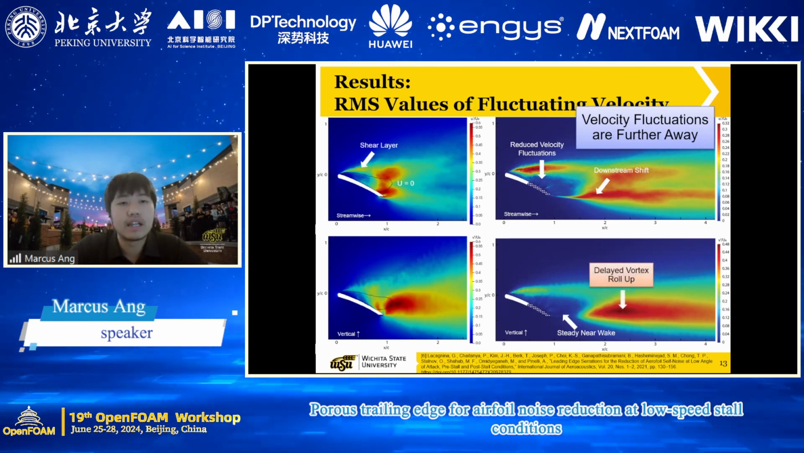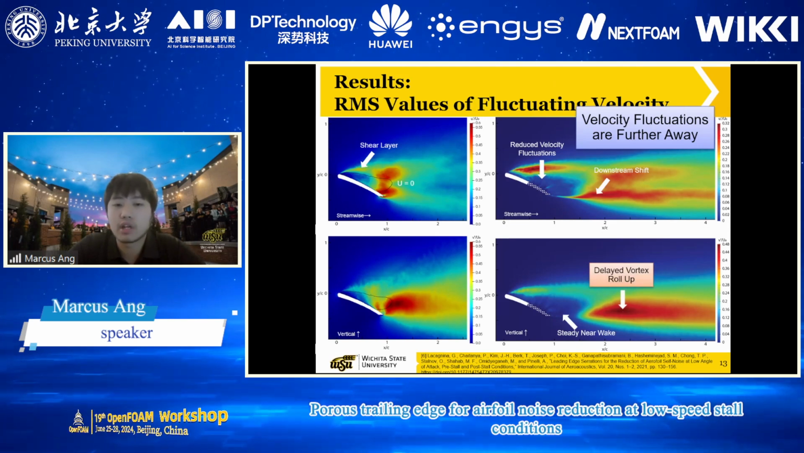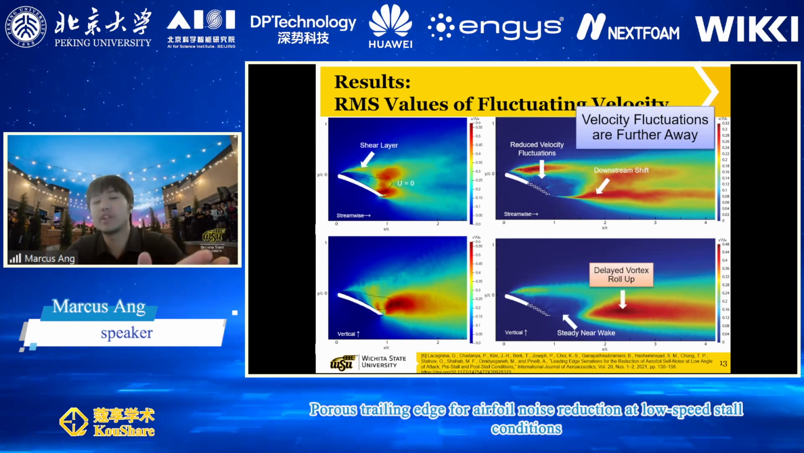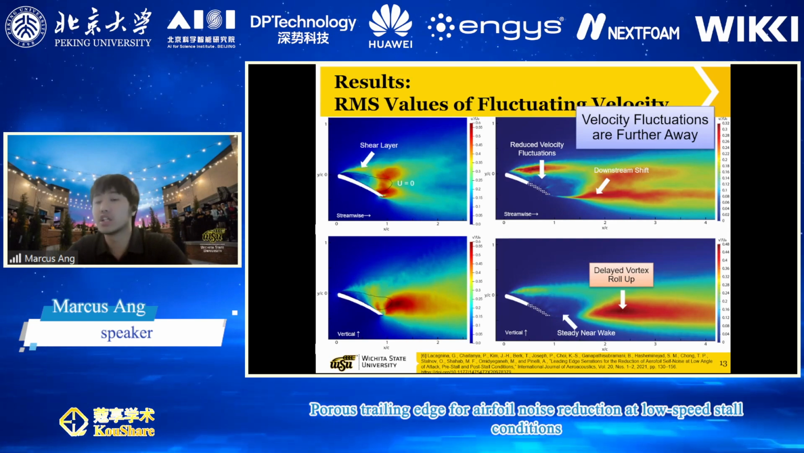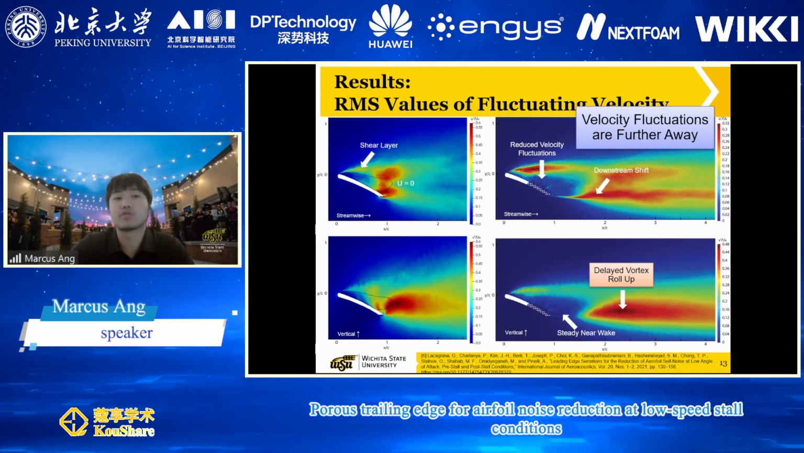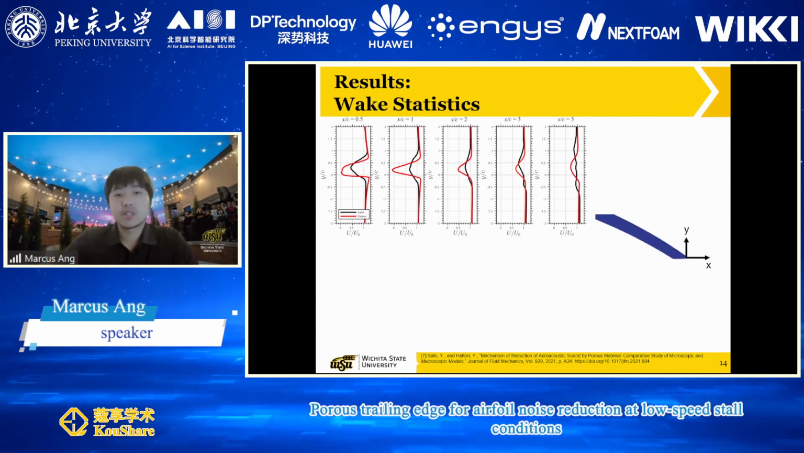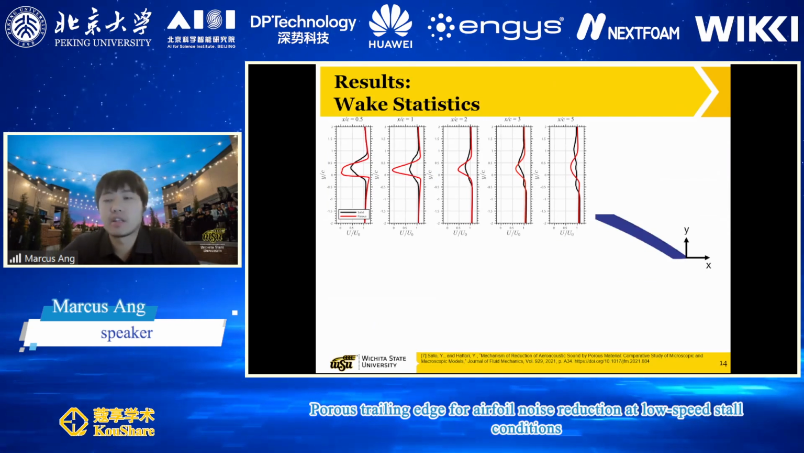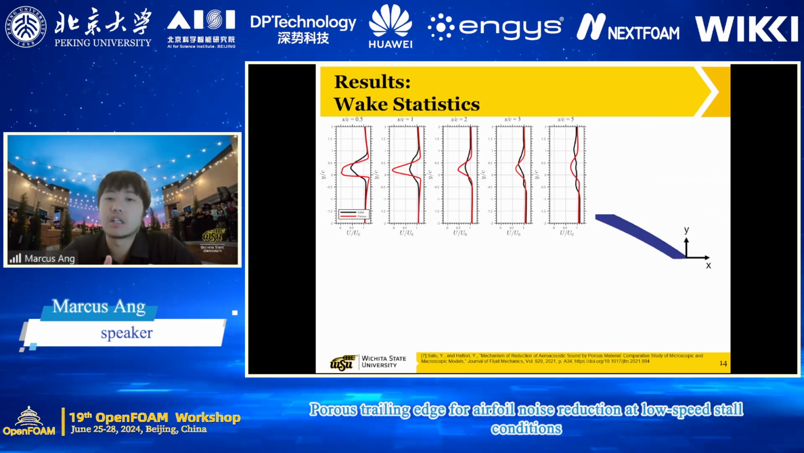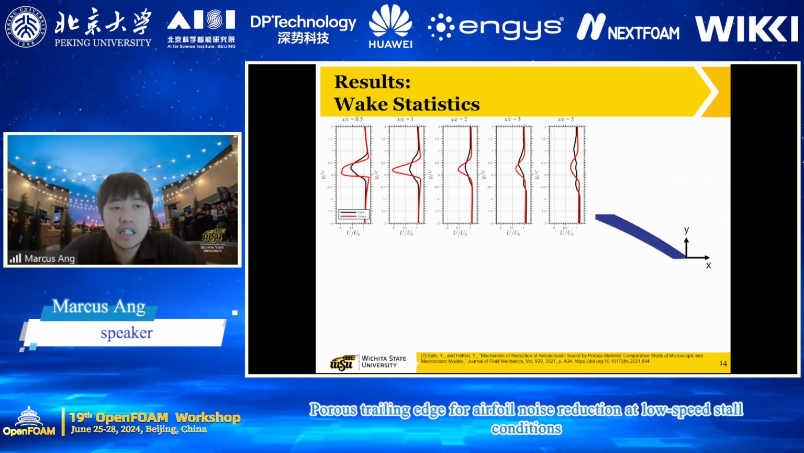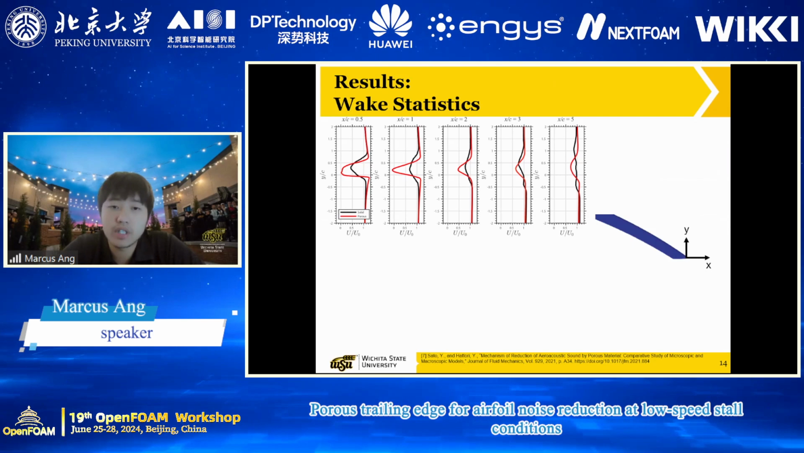We get that delayed vortex roll-up. It's a bit more clear when we look at the wake statistics, but DNS have shown that the shifting of the vortex does play a part directly in the noise reduction. So this is the wake statistics. This is plotted at 5 stations downstream of the trailing edge. Same thing, black line is the solid case, red line is the porous case.